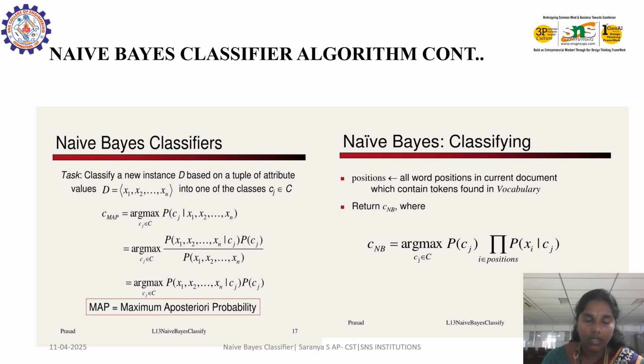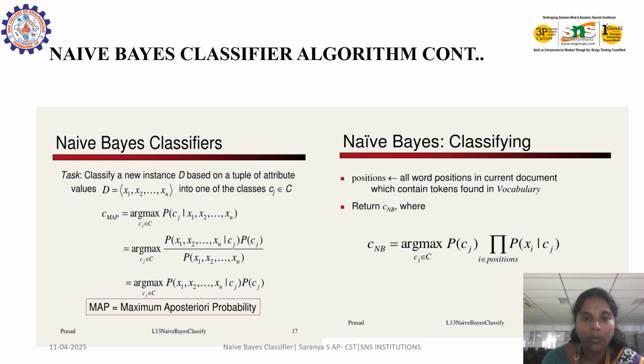Here, in the previous equations, P(x1, x2, up to xn) is common to both of the two equations. So the final argmax over cj in C is P(x1, x2, up to xn | cj) × P(cj). Here MAP is the maximum a posteriori.